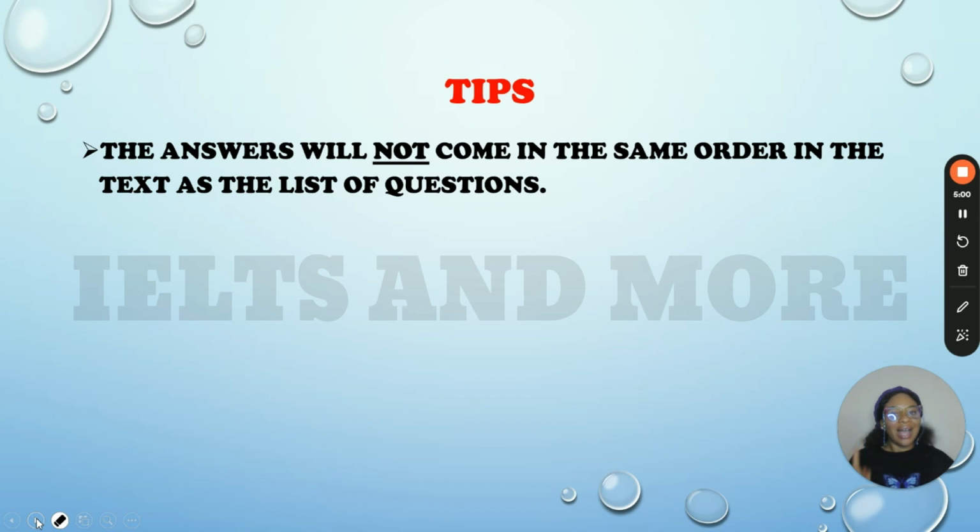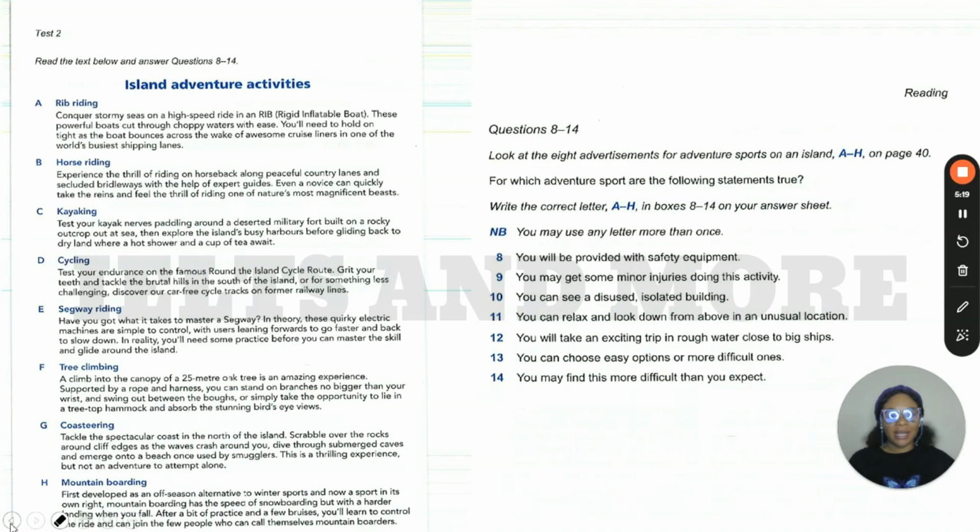Number 1, the answers will not come in the same order in the text as the list of questions. What does this mean? This simply means that you shouldn't expect that number 8 information, for example, will be found at the beginning, and then number 9 will come after that, and number 10 after number 9, coming down in the same order as the information in the passage.